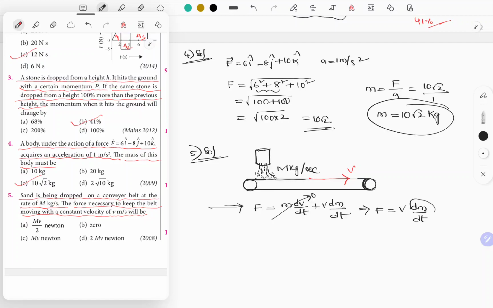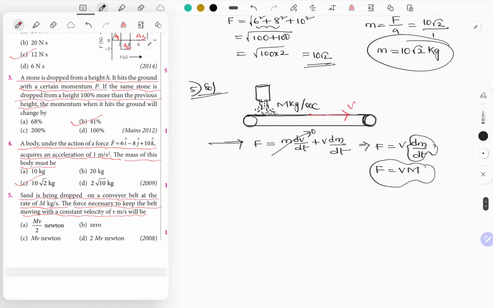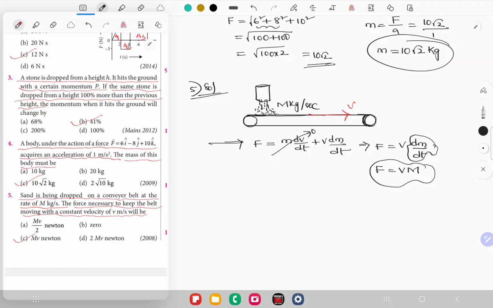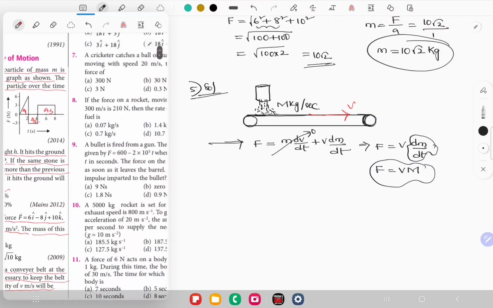dm by dt is the rate of change of mass. They have already given the rate of change of mass as m kg per second. Let me represent that. Then F is equal to v into m is the answer, and this is the required force on the belt to make the belt move with the constant velocity. So which option is correct? Option C is correct.